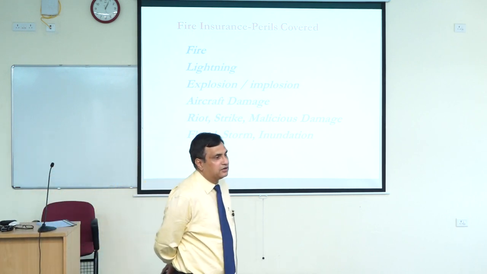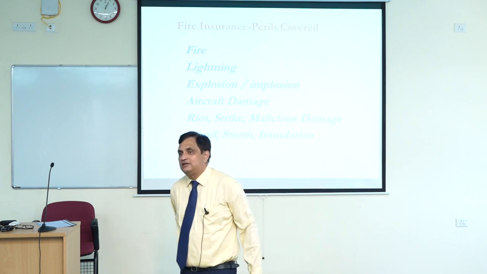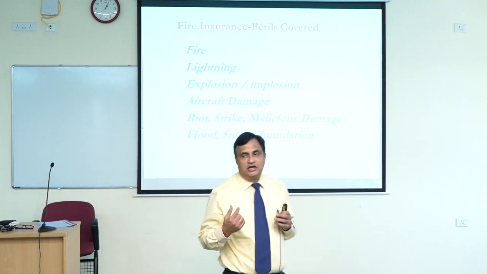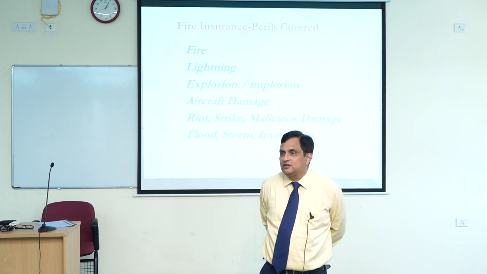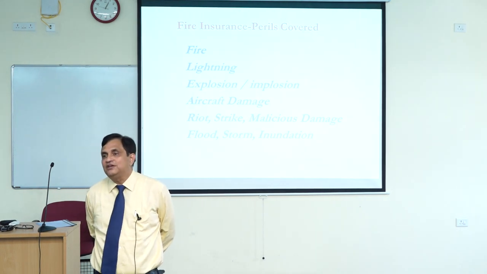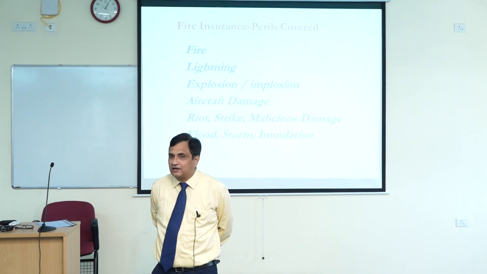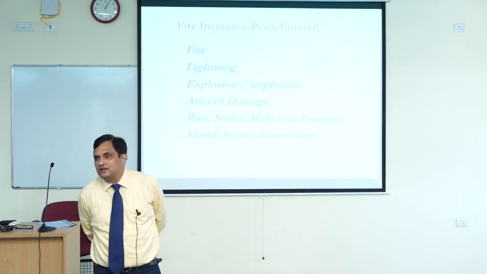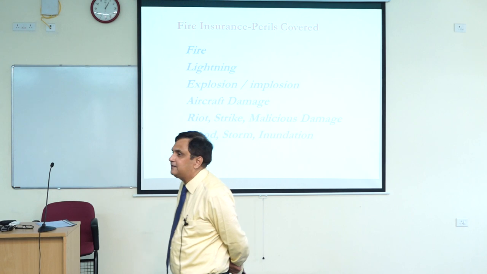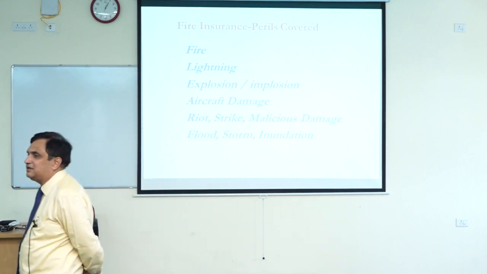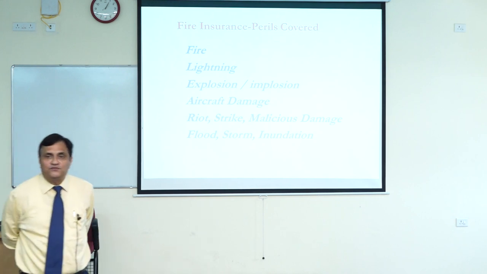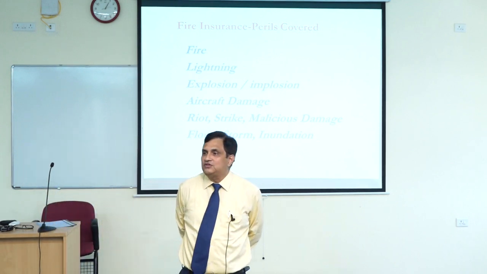And the perils that, you remember, we said were the standard part of an Indian fire policy, not necessarily outside India. Outside India, it's possible that the number of perils covered is fewer, or that what's part of the standard policy may come in as an add-on peril outside India. But as far as India is concerned, there are 12 perils that are covered under the policy. Those 12 perils are fire, explosion, implosion, aircraft damage, riot, strike, malicious damage, lightning, including missile testing, storm, tempest, flood, inundation, subsidence, and landslide. So you had 12 different perils that were covered as a part of the standard fire policy.